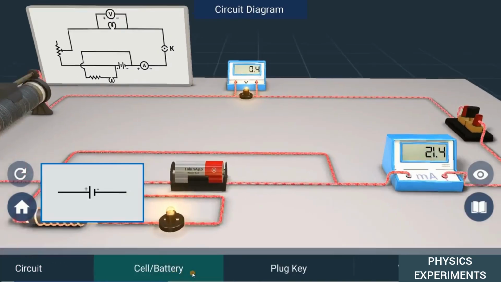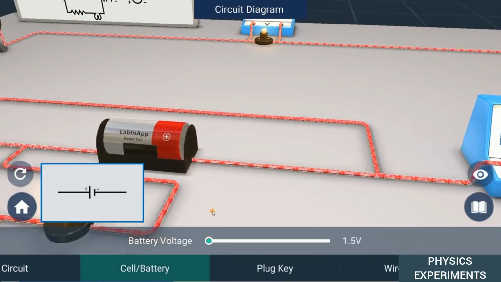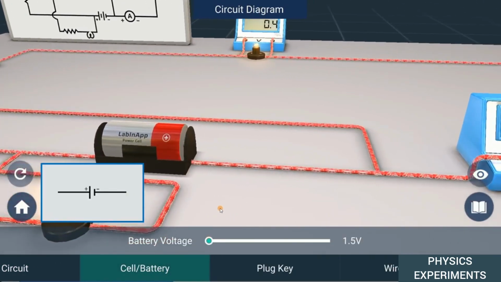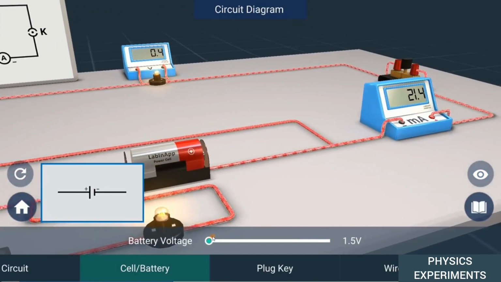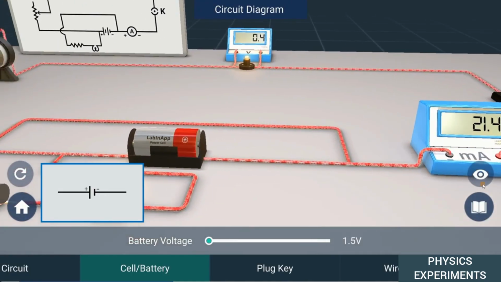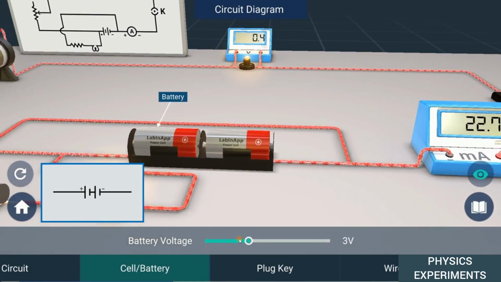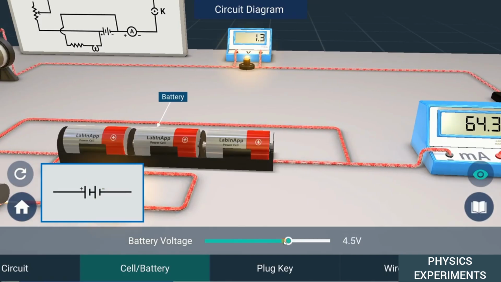We have connected an electrical circuit with different components as shown. Let's look at a cell or battery. A cell supplies the power to the circuit. When multiple cells are connected together, then it is represented as a battery, and its symbol is as shown.